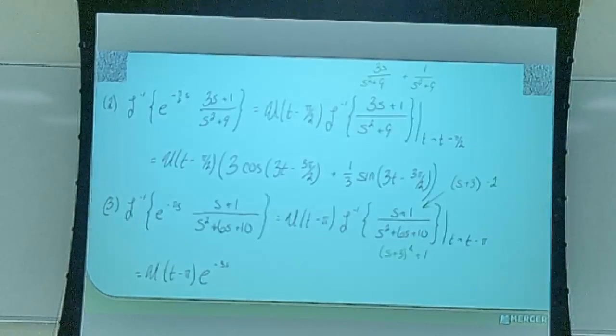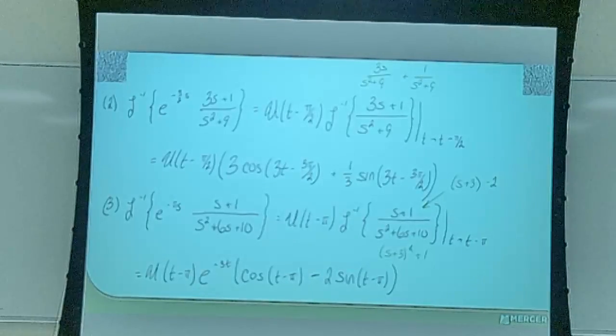It should be negative 3s, yes, except not st. Should be t. s over s squared plus 1 is just cosine, and replace t with t minus pi, minus two sine of t minus pi. Because then you get essentially 1 over s squared plus 1, which is sine, and then replace t with t minus pi. So that'd be the third piece.